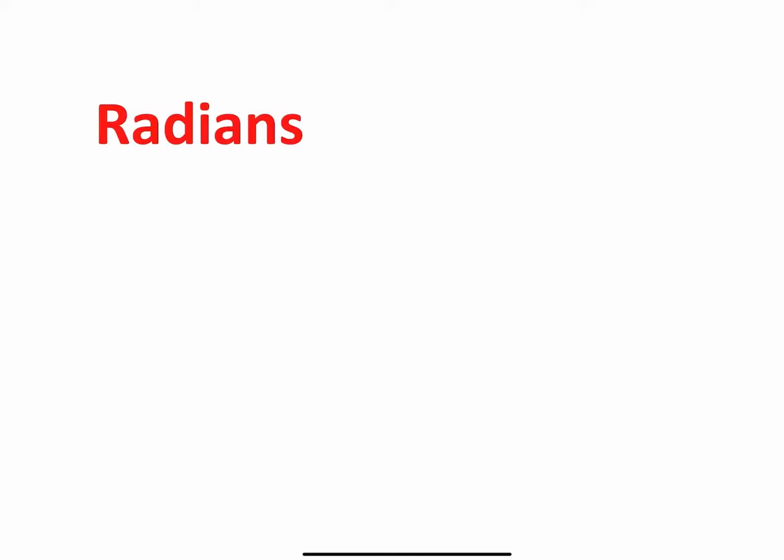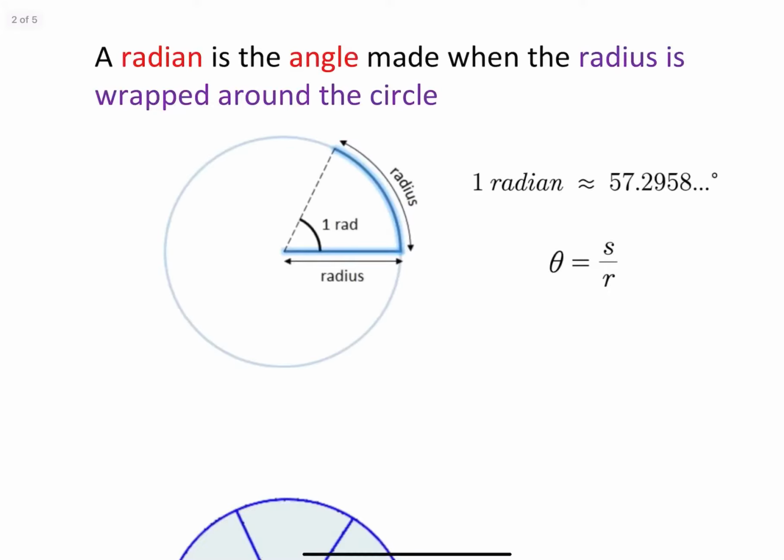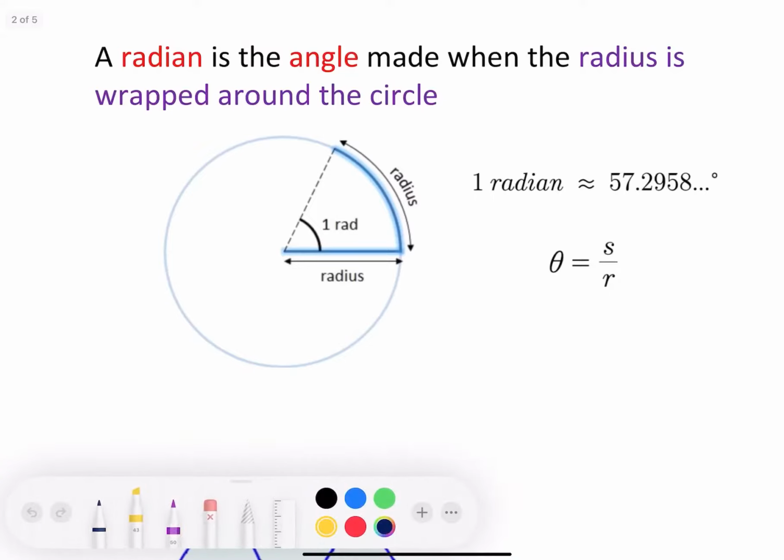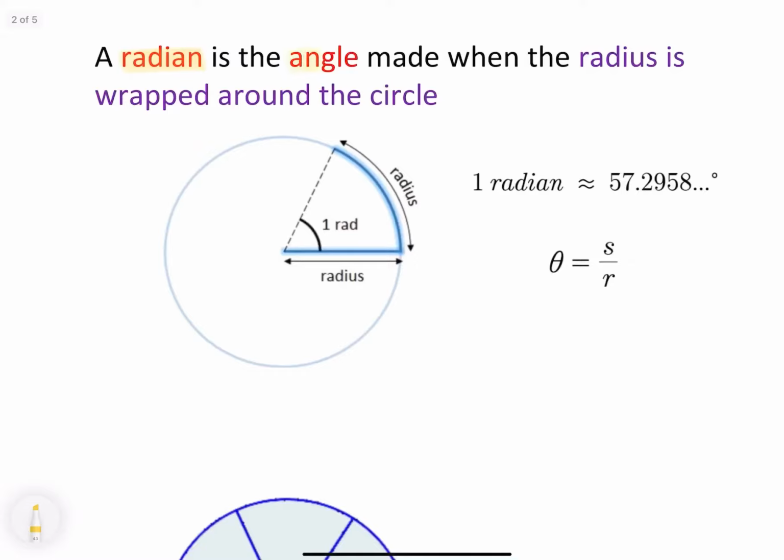Now, radians are just alternate units of measurement used to measure angles in trigonometry and other higher level math courses. So we're going to take a look at what a radian is. A radian is basically the angle that is made when the radius is wrapped around the circle. I'm going to highlight that really quickly because that's important. So the radian, again, is just the angle that is formed when you're wrapping a radius around the circle.